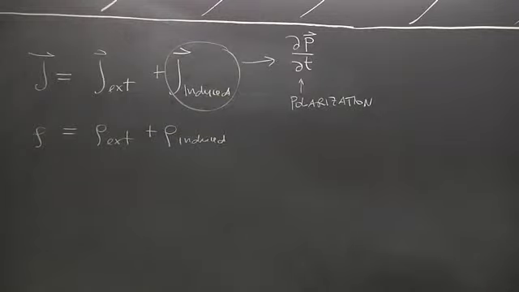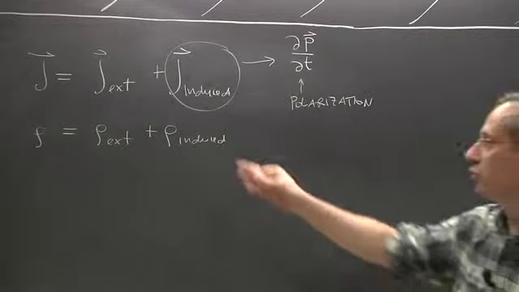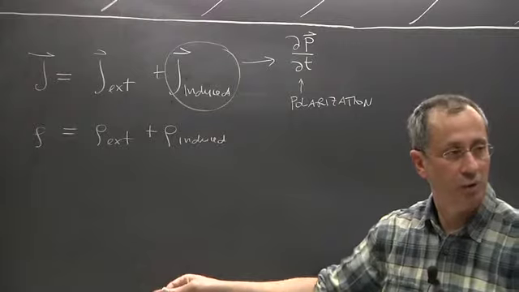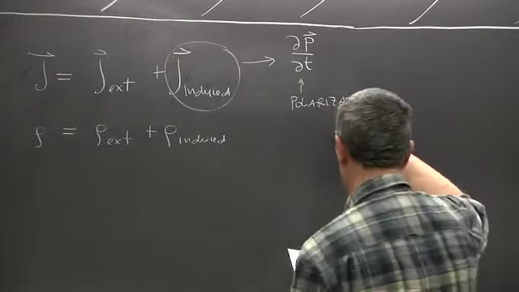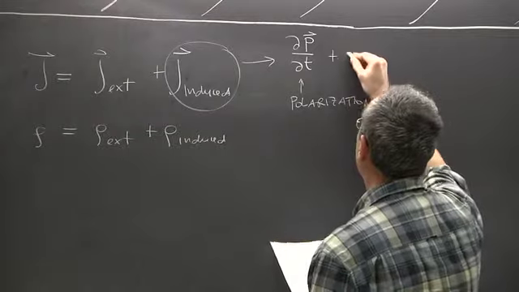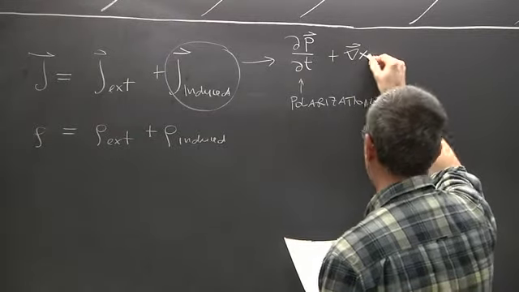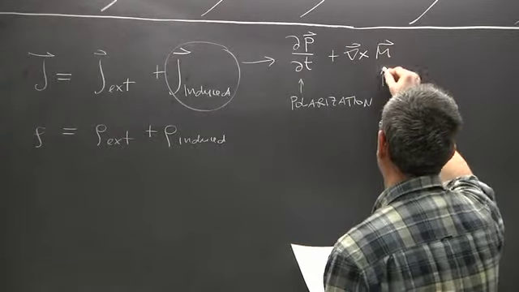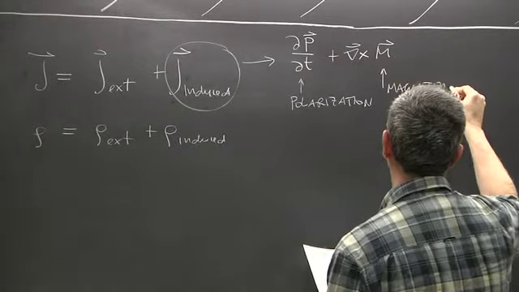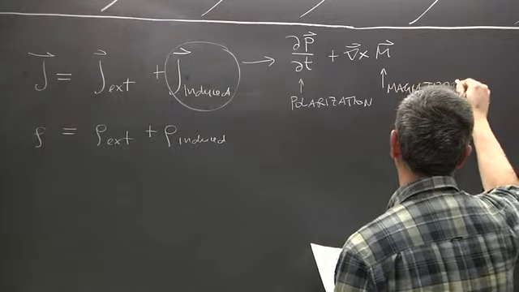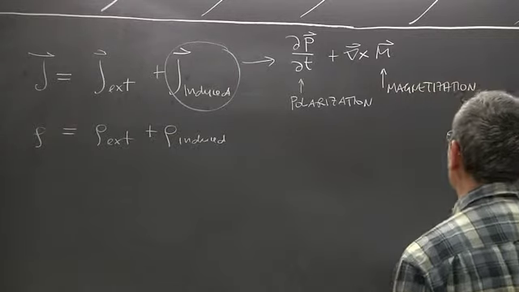Okay. And also, if you wish, this is the electric part. But you also have a magnetization of your medium, okay? And the curl of this magnetization is producing a current. Remember your Maxwell equations. By now, I hope you know them by heart. And so the curl of this, so this is the magnetization.